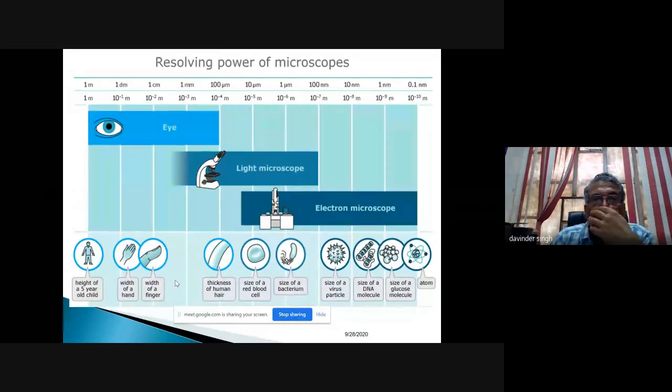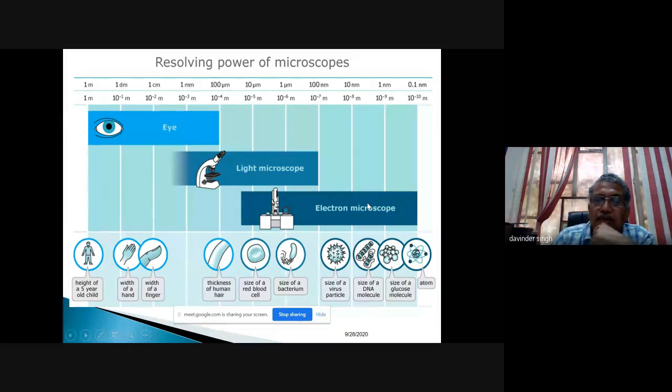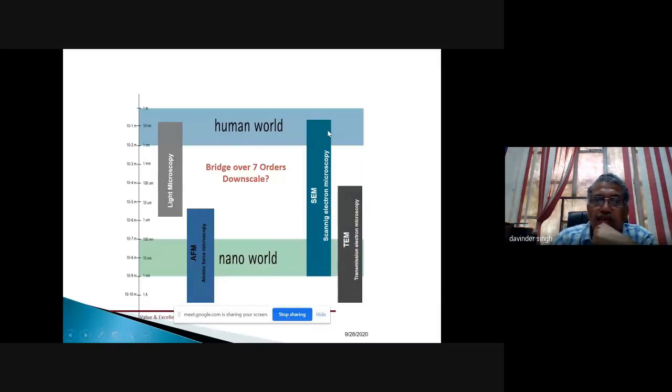It's just an example showing the resolving power of microscopes. We just want to understand up to what range the eyes can see, and up to what range the microscope or electron microscope can go. It is again a similar concept: up to micron level with light microscopy, up to angstrom level with the AFM, and with SEM we can go from 1 nanometer to centimeter range. But with the TEM or HR-TEM we can go up to angstrom or below, the atomic level.